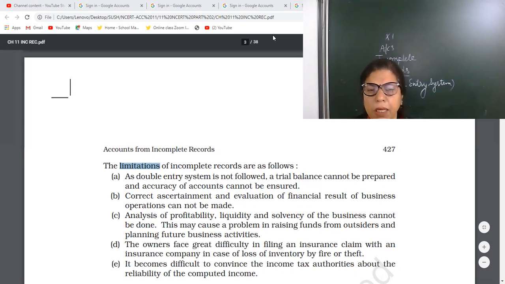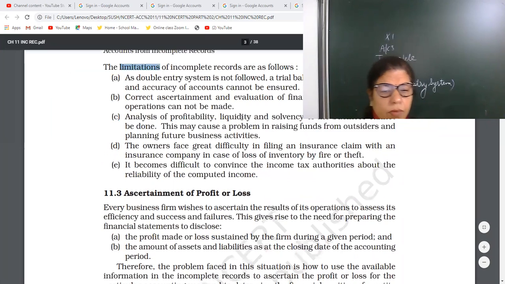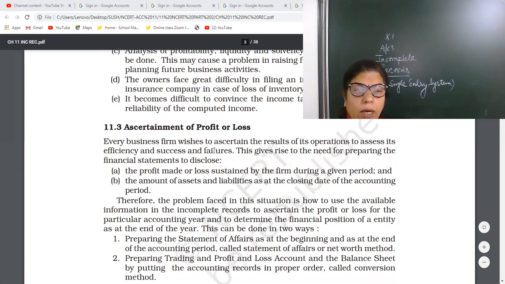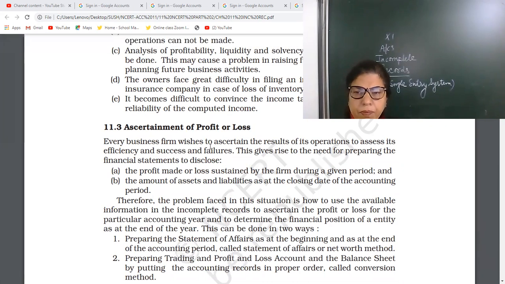That's why in the beginning I told you that only small businesses, those who just want to know their profit, their loss, their cash balance, and who are not paying income tax, will follow the incomplete system or single entry system. Clear? Now, how do they ascertain profit or loss? I will explain this in the next class with the statements, but from the theory point of view, I am telling you how they ascertain it.